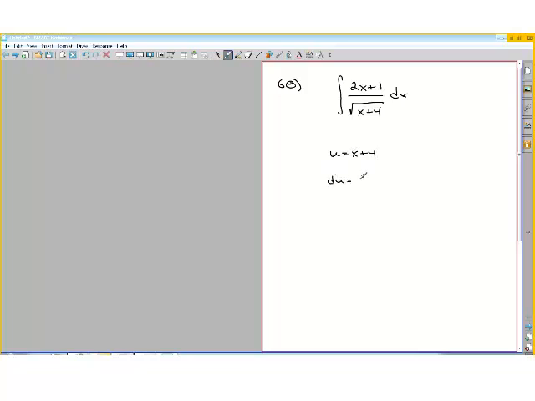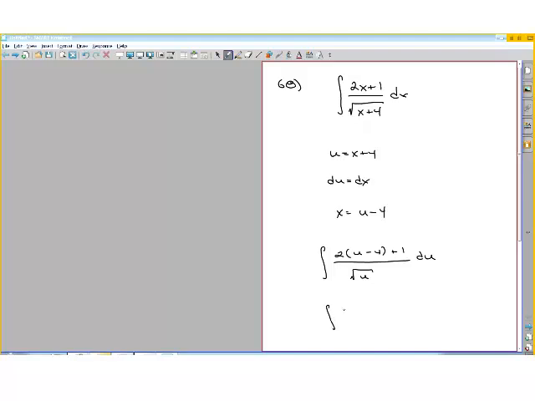So when you take the derivative, du is just dx. We can solve for x. So x is equal to u minus 4. So I subtract 4 from both sides. Then I go back up here and make those substitutions. So we have 2 times u minus 4 plus 1 divided by the square root of u times du. So for dx we put in du. For x plus 4 we put in u, and for x we put in u minus 4.